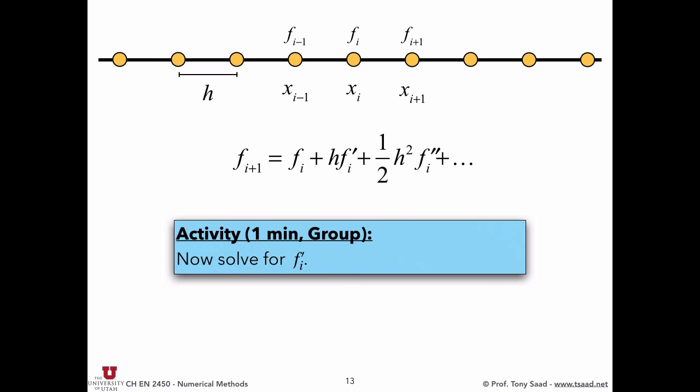And put whatever is applicable, okay? So you know fi plus 1 and fi. You know h, of course, it's a constant. What you do not know is f prime I, f double prime I, and so on. But I want you to take out f prime I, solve for f prime I in terms of everything else. So take f prime I to the left-hand side as a function of everything. Just try it. See what happens.